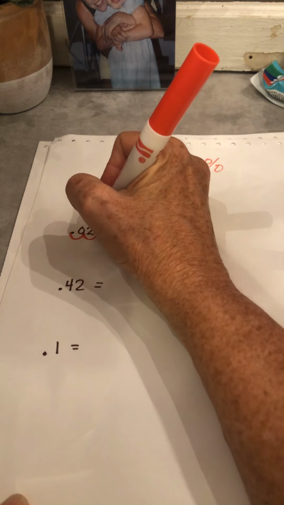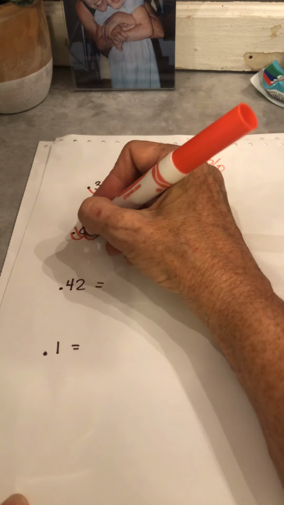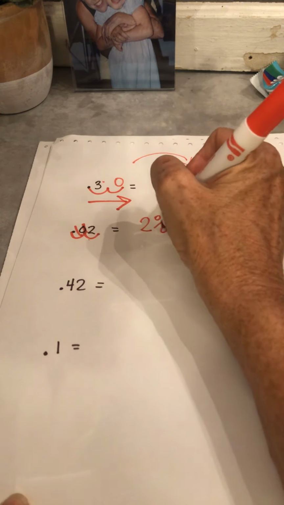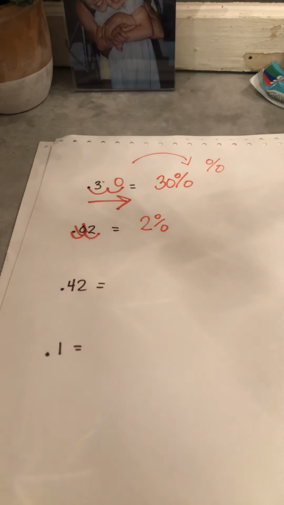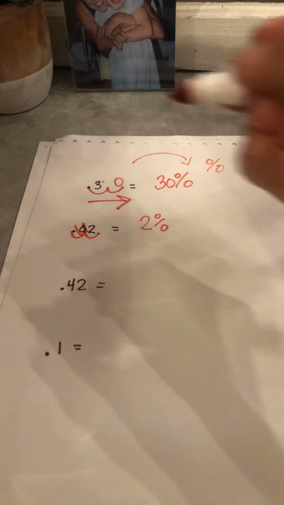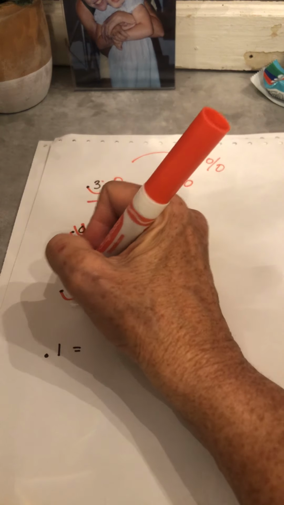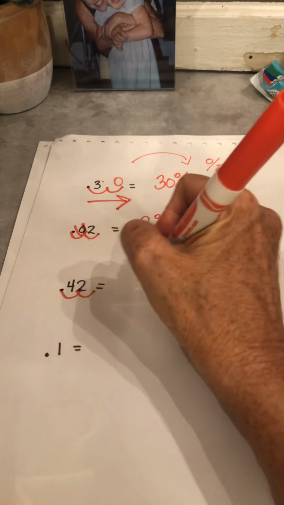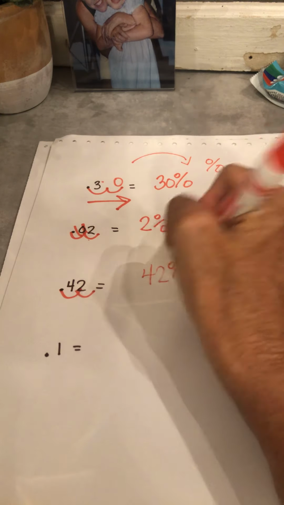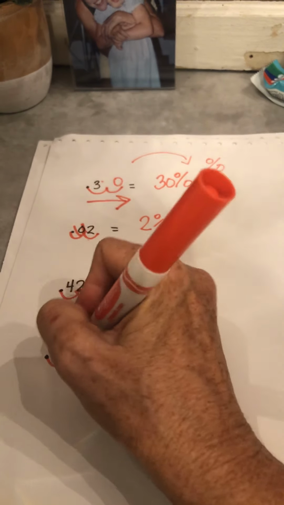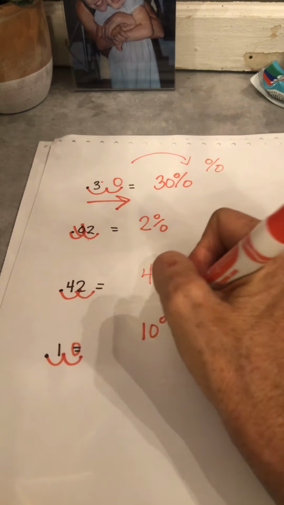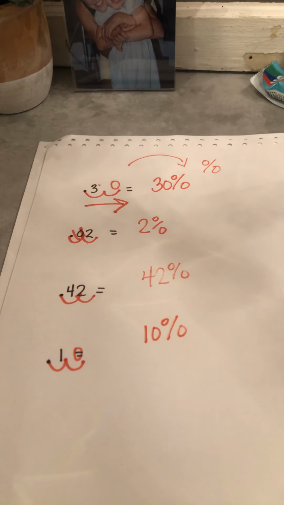0.02, move it 1, 2. It's now back here. We can get rid of that 0. It's really 2%. Go ahead and do those 2 for me, and I'll see you back here in a minute. Press pause. Okay, I'll go 1, 2, and that makes that 42%. 1, 2, add a 0. That makes that 10%. So that's a little background knowledge that we needed for this.